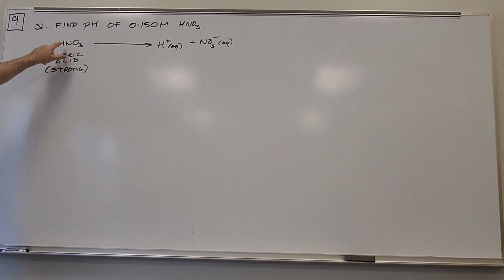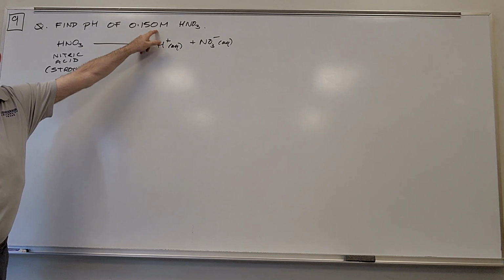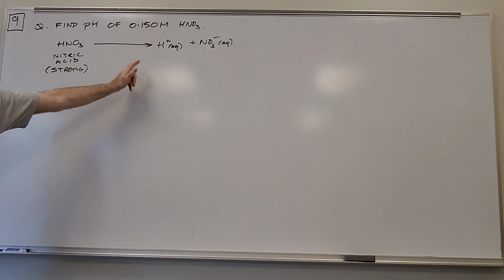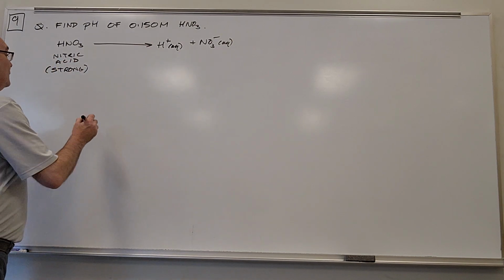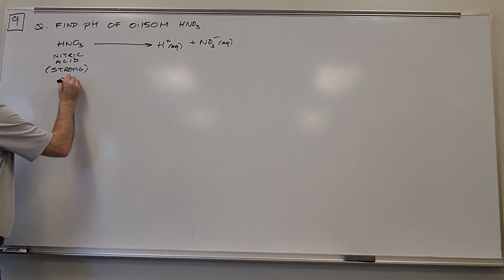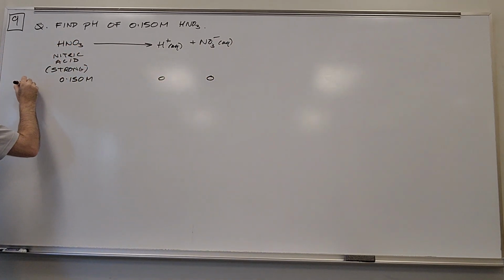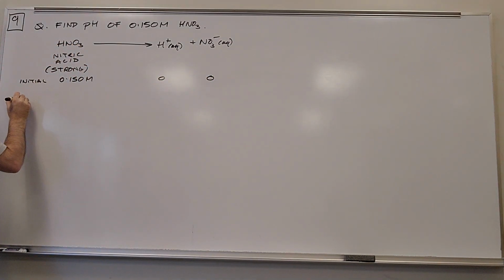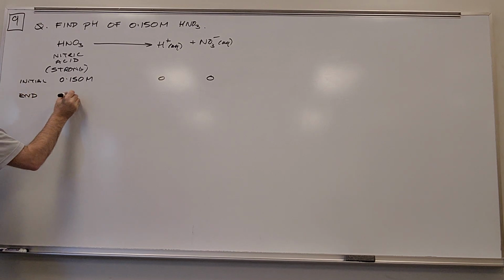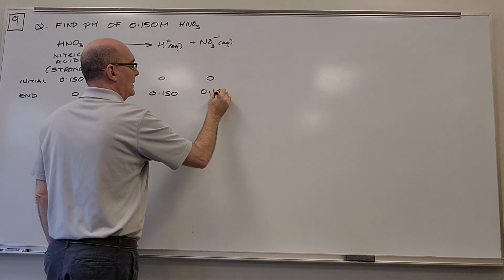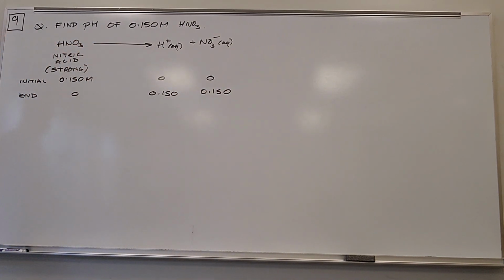the concentration of this nitric acid is 0.15 molar, but there's no nitric acid in solution. There's no HNO3 in solution. There's only H plus and NO3 minus, which means that my 0.15 moles per liter in my initial case is gone, because it's all 100% dissociated. So go find me the pH.